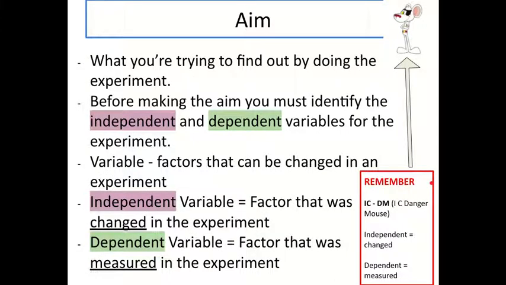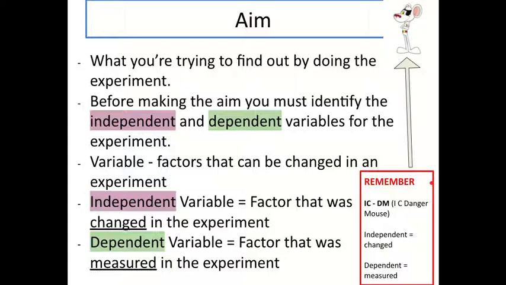Our next section in an investigation report after the title will always be the aim. The aim details what you're trying to find out by doing an experiment or investigation. However, before you start to write the aim, there is a key step that a lot of people often miss. You must first identify the independent and dependent variables for the experiment so that they can go into your aim.